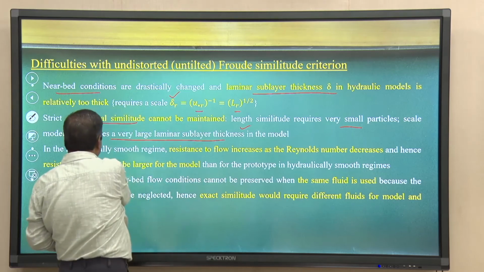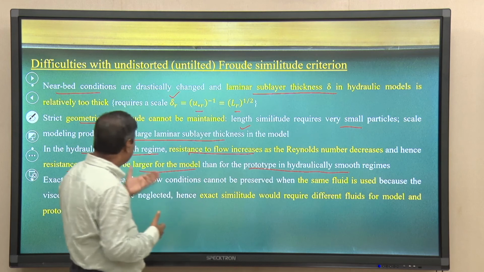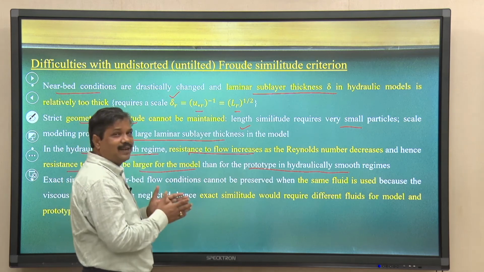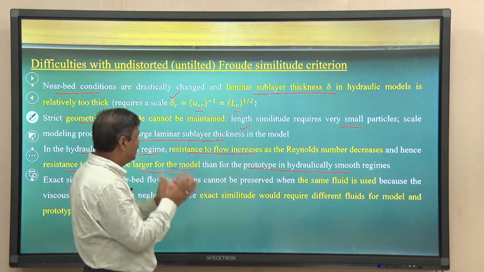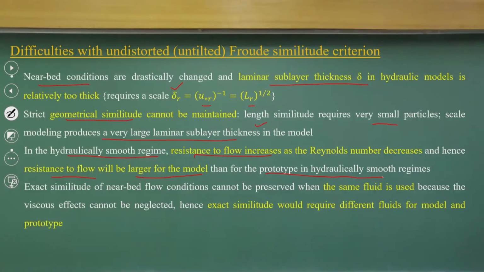It is the same concept as in hydraulic smooth regimes: resistance to flow increases as the Reynolds number decreases, so the resistance to flow will be larger in the model than in the prototype in hydraulic smooth regimes. So if you correlate this with the river mechanics knowledge we have, you can see that when you do scale-down models, there is an issue with change of the laminar sublayers as well as the flow resistance.